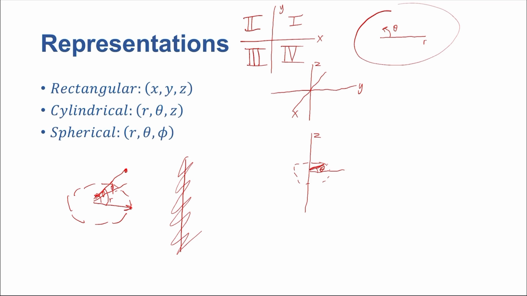So looking at it from the top, from a bird's eye view, we just see a circle. We have a radius, some r, and then some theta away from the polar axis. And then looking at it from the other side, we have a vertical component of r, and then an angle phi away from the horizontal.